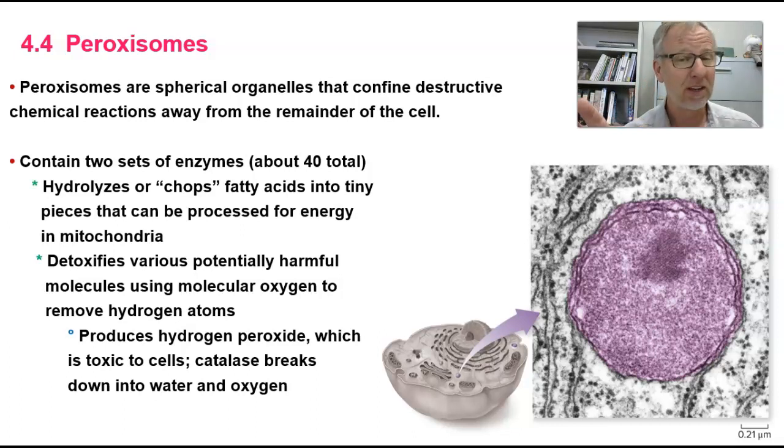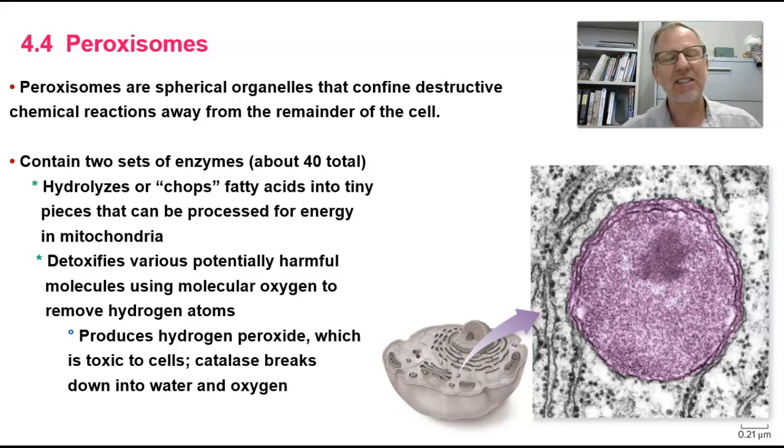for energy. It's kind of like taking a tree and chopping it up into pieces of firewood that you can then use inside your fireplace or wood stove or whatever to burn. Otherwise, the tree's too big to burn. So fatty acids would be too big to process, essentially. So they have to be chopped into little pieces.